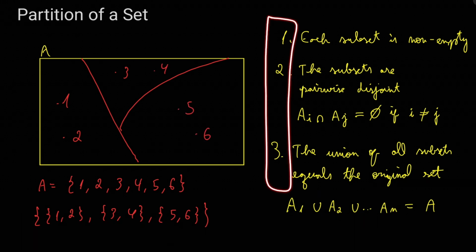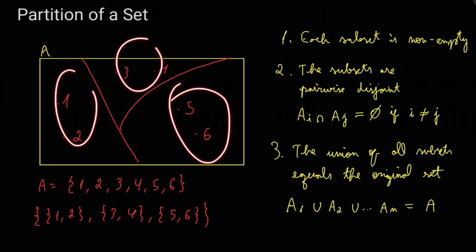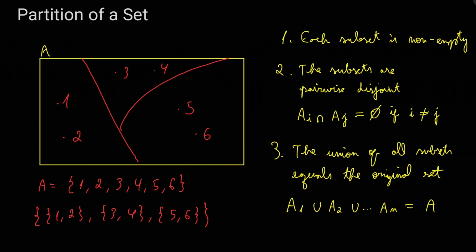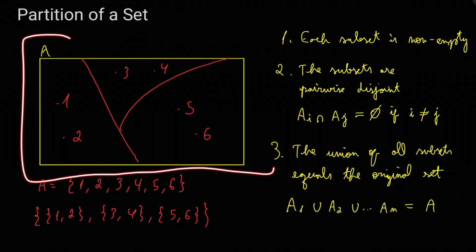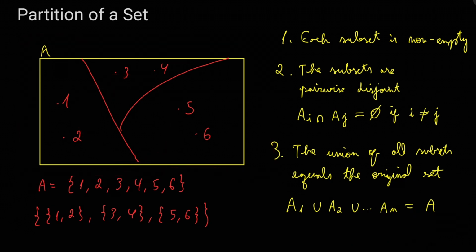Let's check our three rules. Each subset is non-empty. Yeah, check. No subset here is empty. The subsets are disjoint, so there's no overlapping between them. This is also satisfied. You can see it easily in the Venn diagram. There is no overlapping between any subsets.